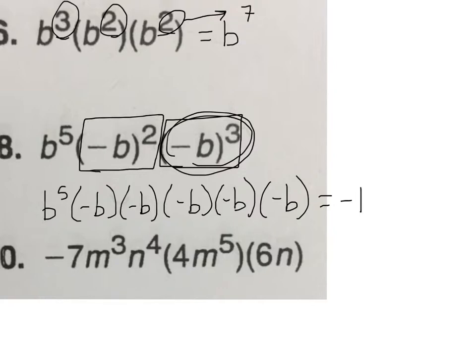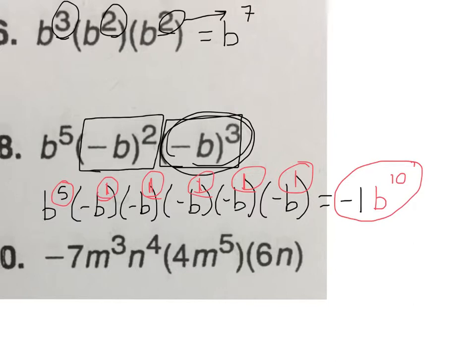And then this is b to the 5th, b to the 1st, b to the 1st, b to the 1st, b to the 1st, and b to the 1st. So since all of those are like bases, I got to add all their what? Okay, so 5 plus 1 plus 1 plus 1 plus 1 plus 1 is? So I got b to the 10th power. And so that's your answer right there.